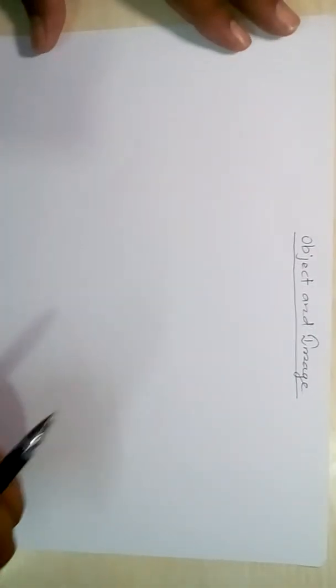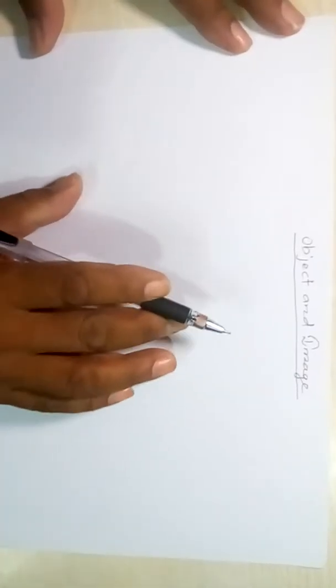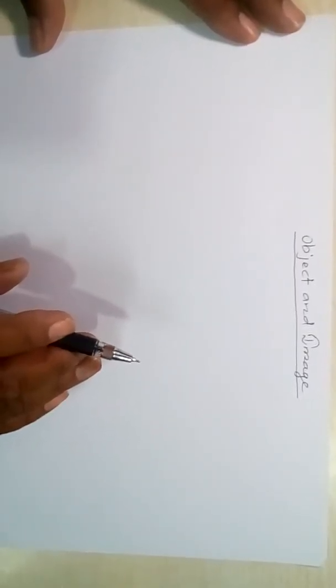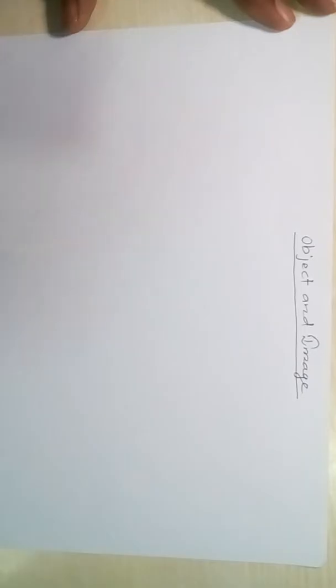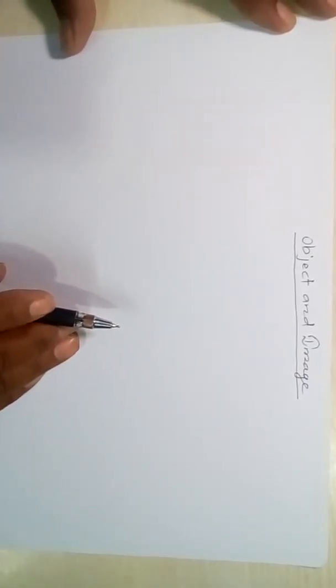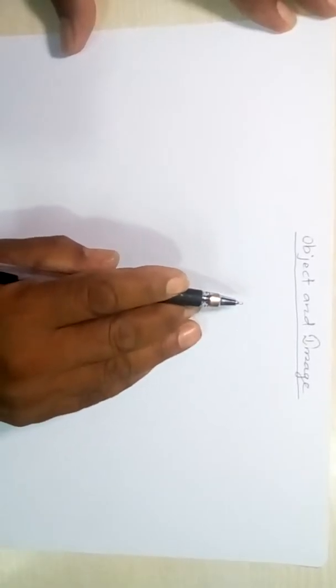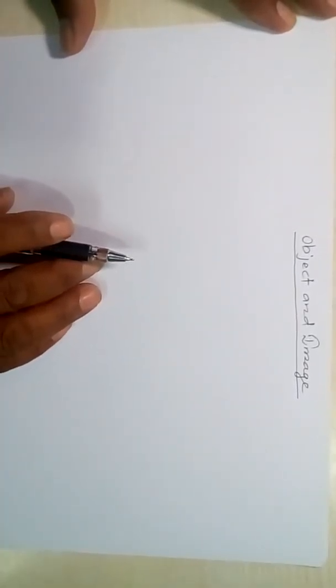Let's talk about object and image. We all know that a mirror forms an image of an object. In the same way, there are some natural phenomena in which the image of an object can be obtained. In the same way, the lens also forms an image. Now, how an object and its image can be obtained, I'm going to discuss this.